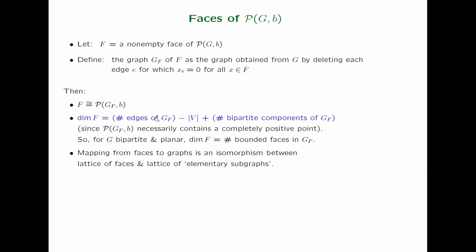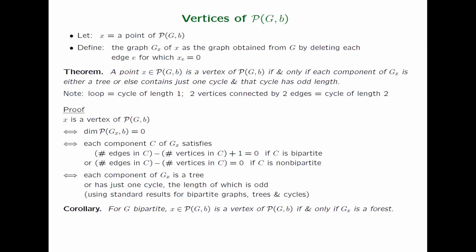It's easy to see that the face itself is just a sub-polytope, and you can apply that previous result. This isomorphism I talked about before can easily be done now using this graph framework. For the vertices, it's the same argument that we saw earlier, but now in the more general framework.